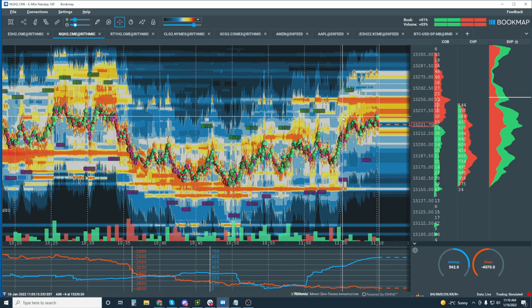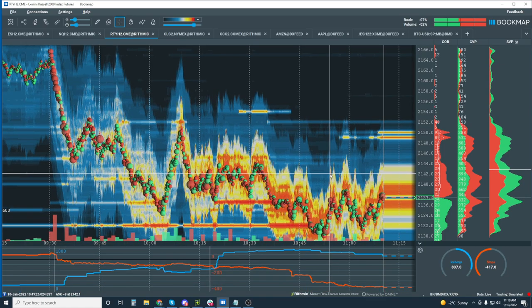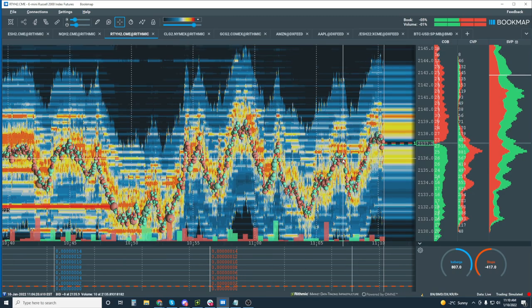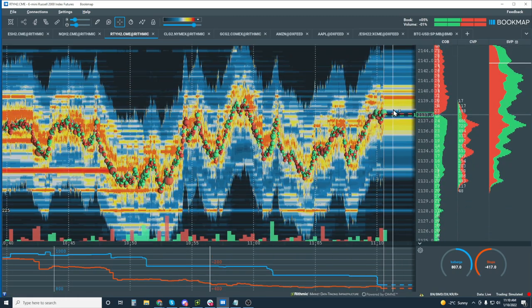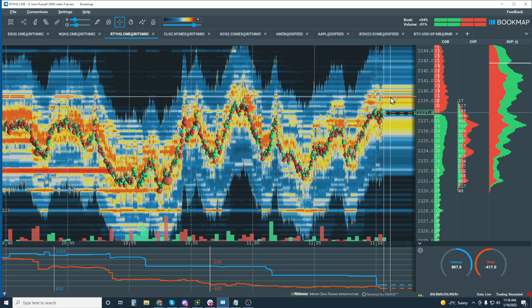Yeah, it's kind of struggling here. What about the Russell? Russell's probably, oh, Russell's not up. Not up. All right, let's see if the Russell can do it. Let's see if it can lead the way here and break this on up.